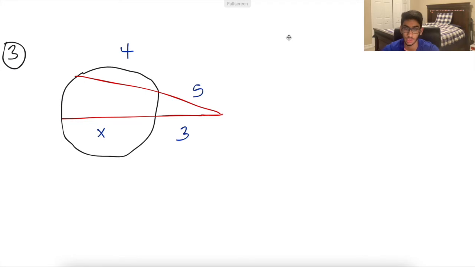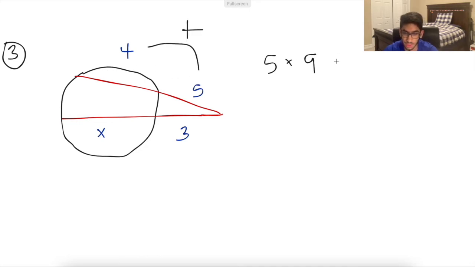Alright, type 2, the formula outside times whole equals outside times whole. In this example, we would take the outside, which is 5, times the whole, which is 9. Remember, we have to have the whole thing, so 5 plus 4 is 9.